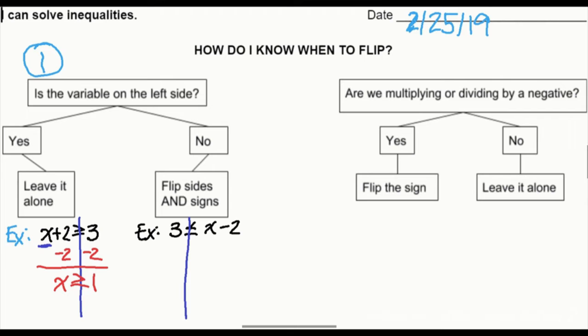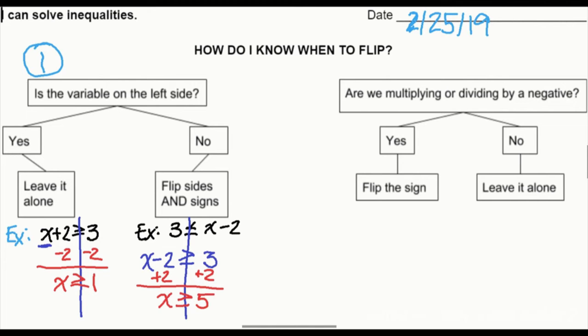That means we need to turn it into x minus 2 on the left side, but then also flip our sign, as greater than or equal to 3. After we've flipped our sides and our signs, we can solve as usual. x is greater than or equal to 5. So that one's dealing with is the variable on the left side.